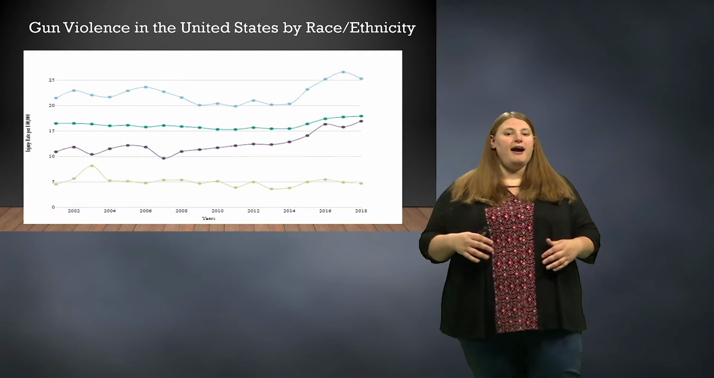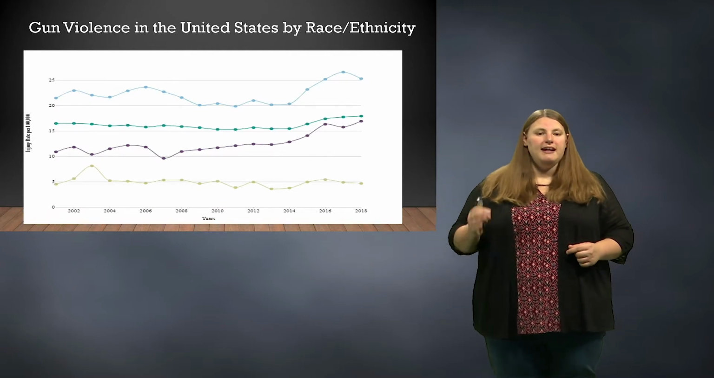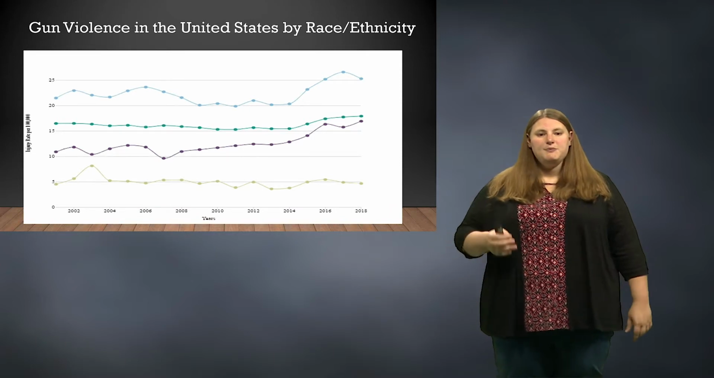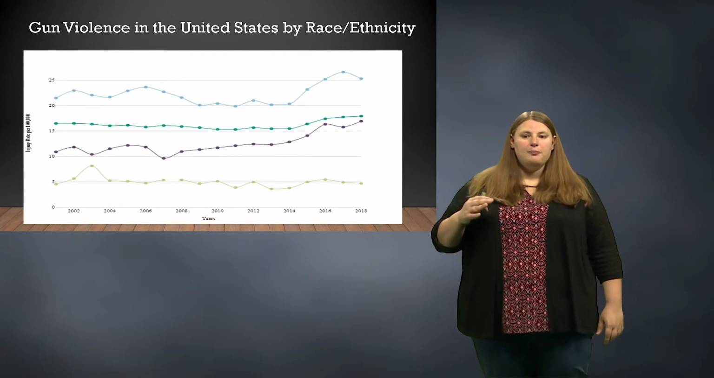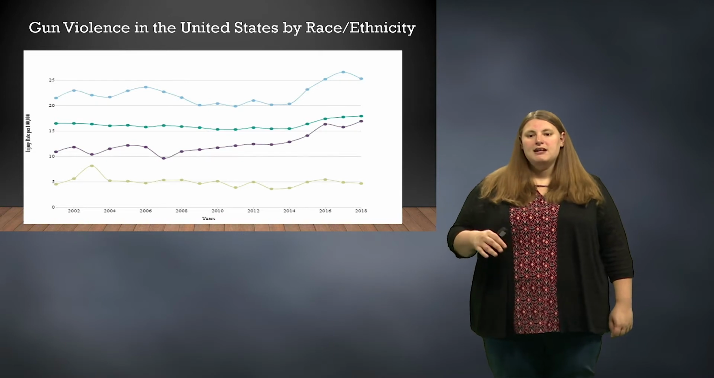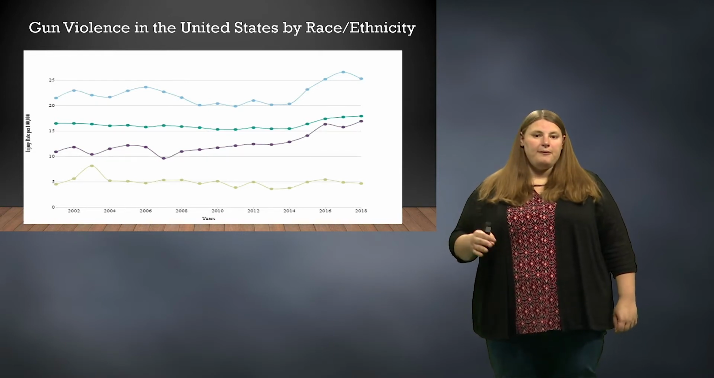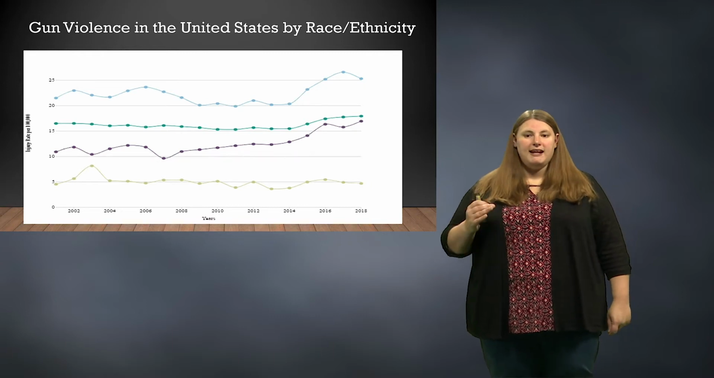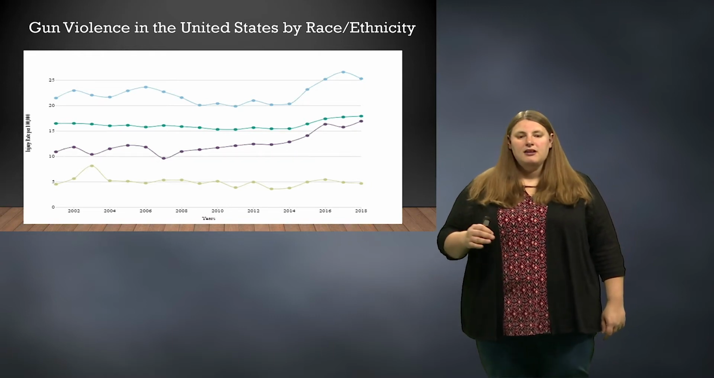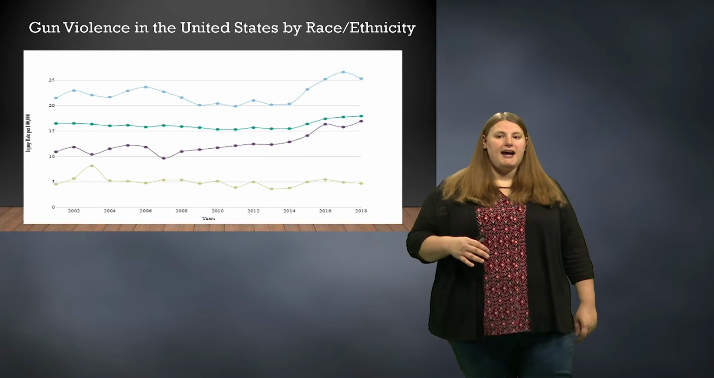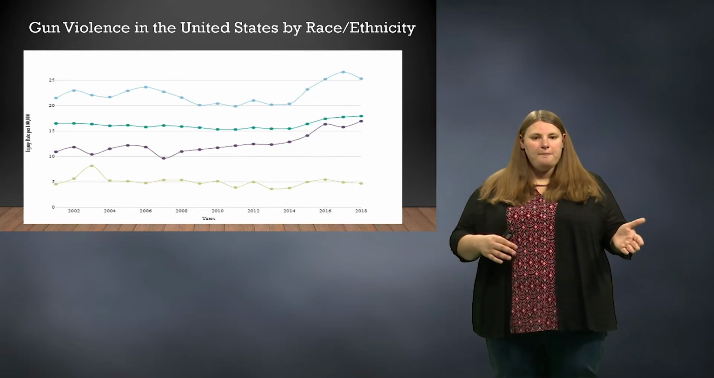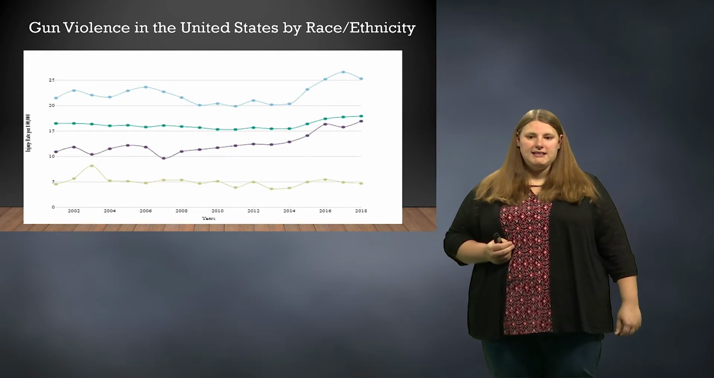Shown here is a graph from the Center for Disease Control that illustrates the rate of violent deaths caused by firearms. The data is broken up into 4 categories: the blue line representing Black persons, the green line representing white people, the purple representing American Indian people, and the light yellow representing Asian and Pacific Islanders. The rates of gun violence fatalities in all 4 ethnic groups is graphed, starting with the rates in 2001 and ending with rates in 2018.